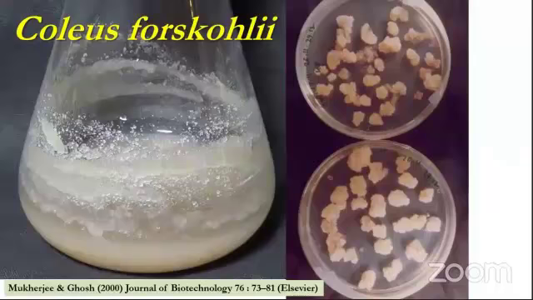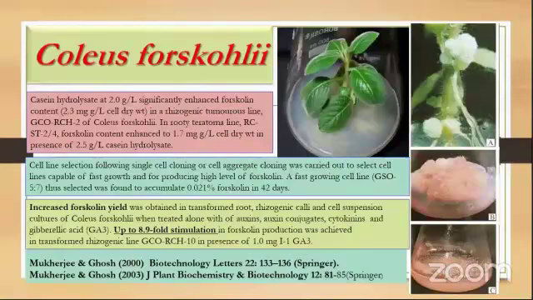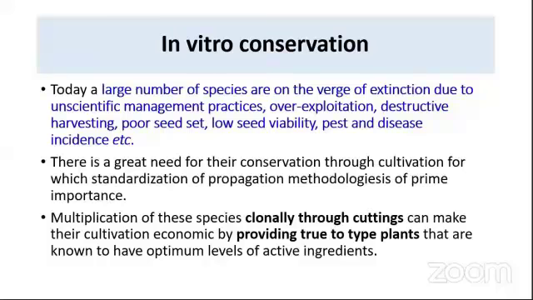And also in Coleus forskohlii, we select particular cell lines, the selection of an elite cell line for the synthesis of forskolin. Another is that we also developed the crown gall system through Agrobacterium-mediated transformation for synthesis of secondary metabolites. And the last part which I mentioned here is the in vitro conservation.